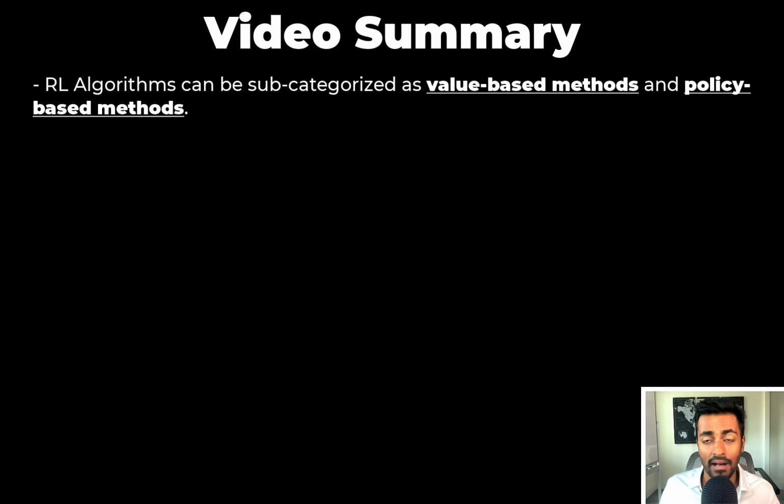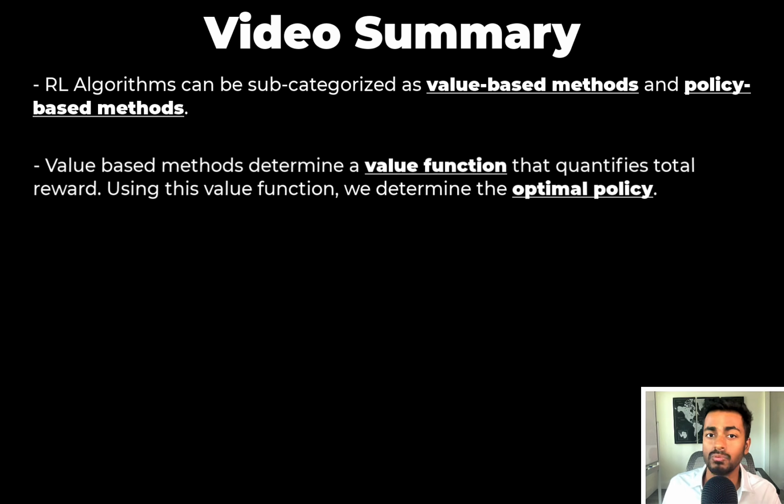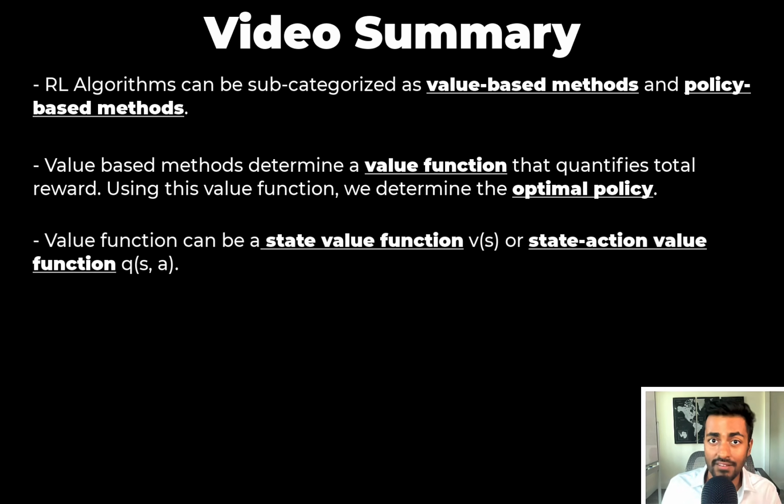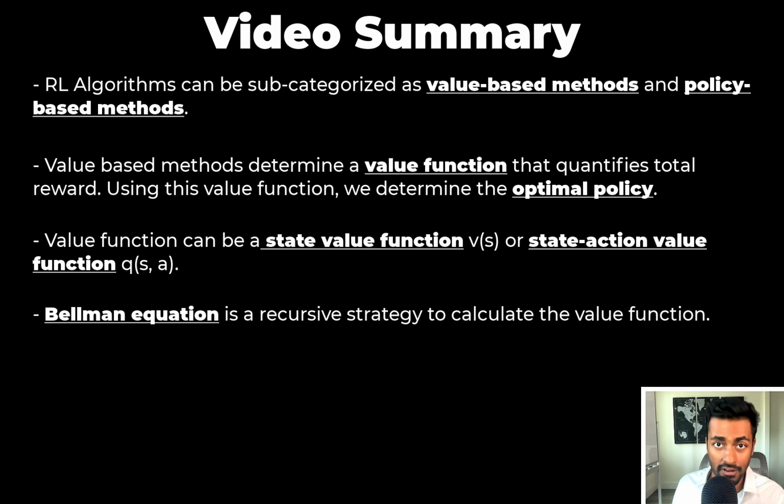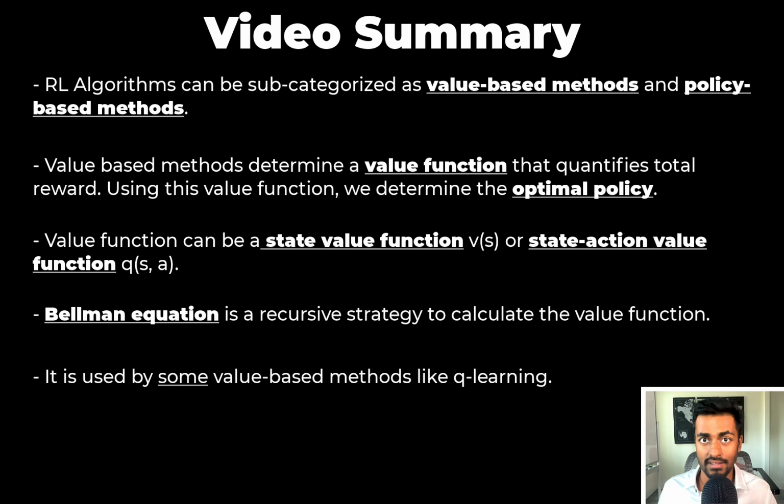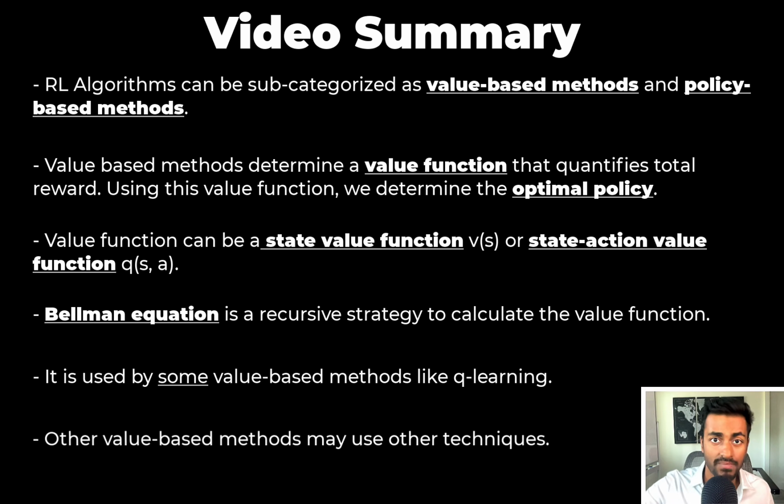So to summarize this video, reinforcement learning algorithms can be subcategorized as value-based methods and policy-based methods. Value-based methods will determine a value function that quantifies the total reward. And using this value function, we can determine the optimal policy. The value function can be a state value function, that is V, or a state action value function, which is Q. The Bellman equation is a recursive strategy to calculate the value function. It is used by some value-based methods like Q-learning. Other value-based methods might use other techniques to determine these value functions.